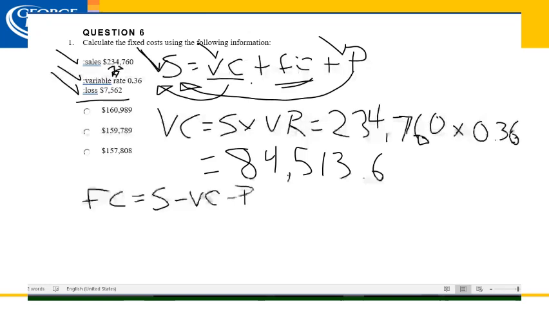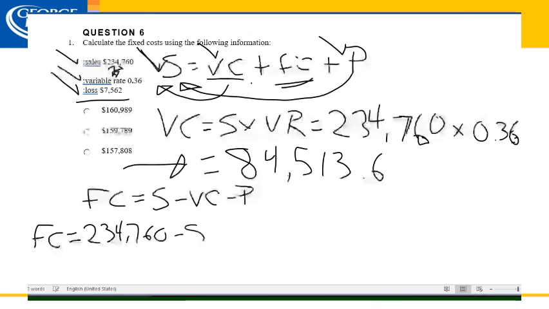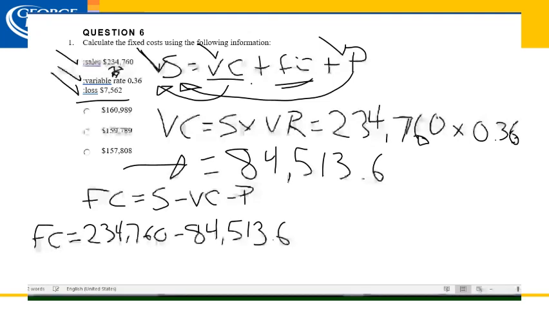Okay? So our fixed costs are equal to $234,760 minus our variable costs of $84,513.60.